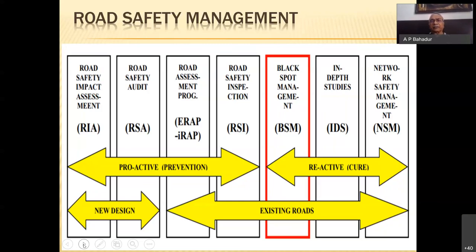But if you do that exercise for an existing road, then the international practices terminology is that you call it road safety inspection or road safety review, just to distinguish between whether it's a new road or an existing road. Then after an incident has happened, you have the black spot management program and detailed investigation of one particular accident, and then you have your network safety management program. So these are some of the basic steps for road safety management as a whole. And then of course, for all these things, you have to have a policy and action plan.